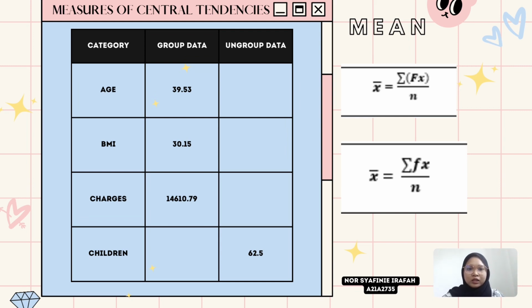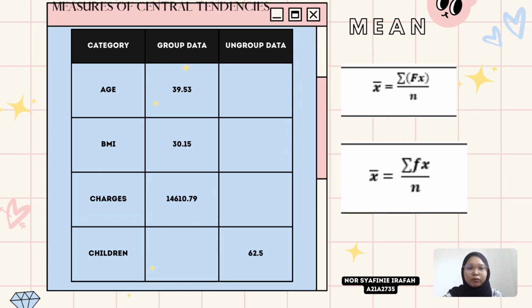So the mean for age is 39.50, BMI is 30.15, for charges is 14,610.79, and children is 62.5.